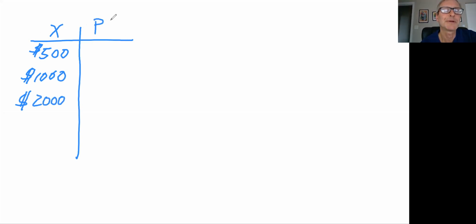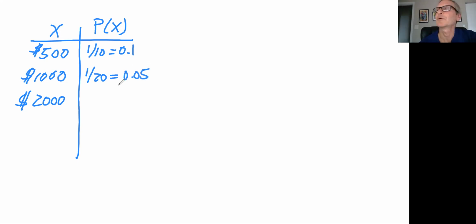And what's our probability distribution function? Well, it says 1 out of 10, so that would be 0.1. And then we have 1 out of 20, and that would be 0.05. And then we would have 1 out of 50. Sorry for the pause there, I was trying to get my calculator. That would be 0.02.